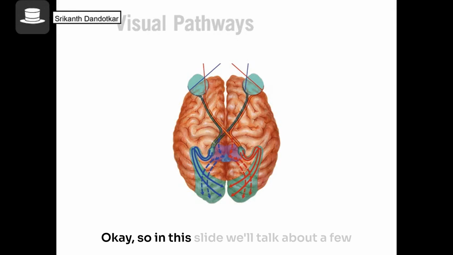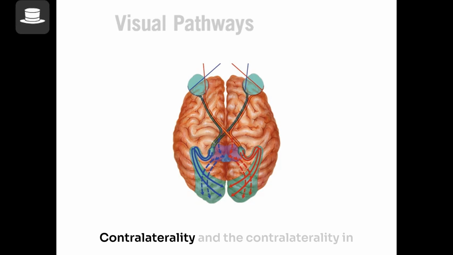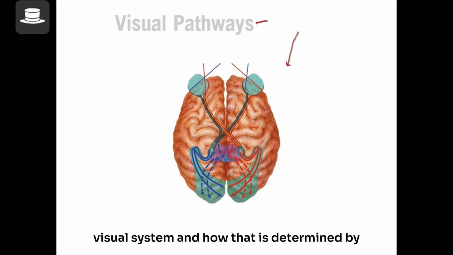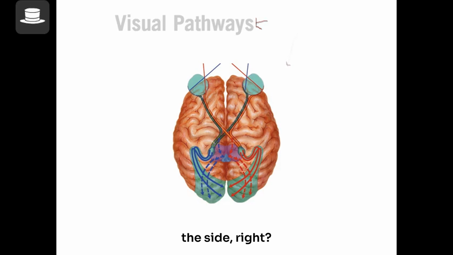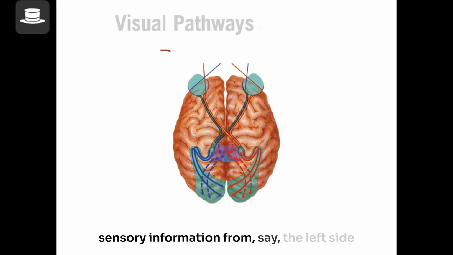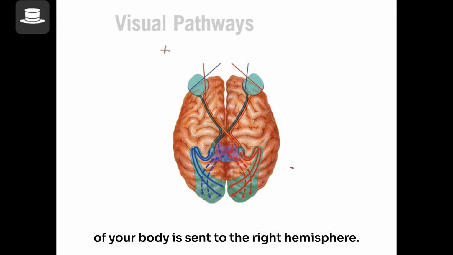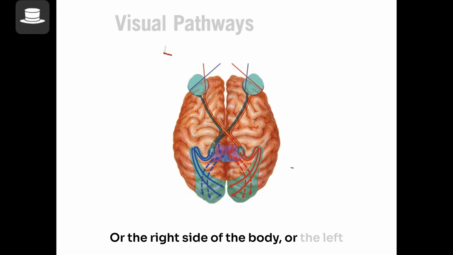Okay, so in this slide, we'll talk about a few constructs: contralaterality, and contralaterality in the visual system, and how that is determined by the visual pathways. Contralaterality: contra, opposite, lateral, the side, right? Usually our system is contralateral, meaning that the sensory information from, say, the left side of your body is sent to the right hemisphere, or the left side of the body, for instance, is controlled by the right hemisphere. So this is contralateral. One side of the body is sensed by the opposite side of the cerebral cortex. And this is called contralaterality.